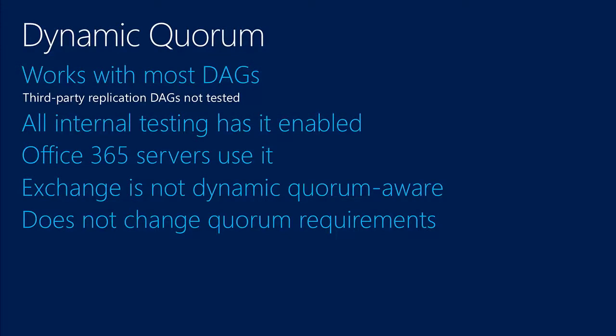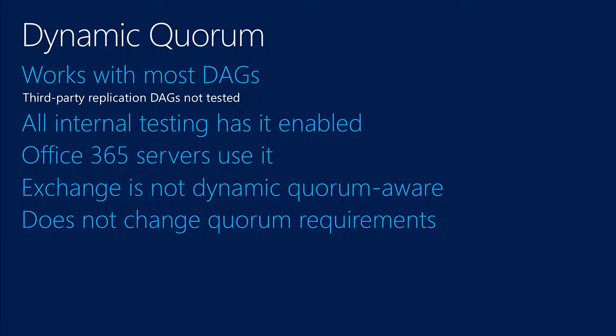Now, dynamic quorum works with most DAGs. We do not test third-party DAGs. If you're wondering what that is, we do include a third-party replication API so that customers can replace the built-in continuous replication pipeline with a third-party product that uses those APIs. There's only one product out there that actually uses them, and I don't know of a single customer that has deployed it. So all the customers I know of are using the built-in native continuous replication. But because we don't test third-party DAGs, we can't say with absolute certainty that they'll work. But all of our internal testing has it enabled.